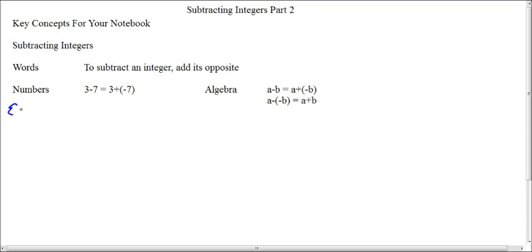So let's take a look at example 1. Example 1 says negative 56. Oh, this is going to be a good one. Minus a negative 9. Okay. Now, remember what we said. You want to add the opposite of a negative 9.